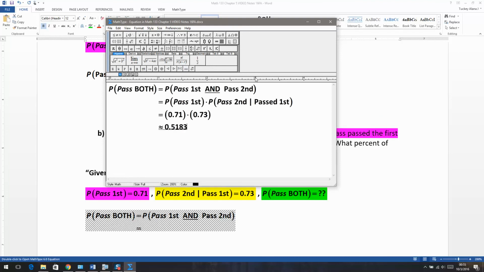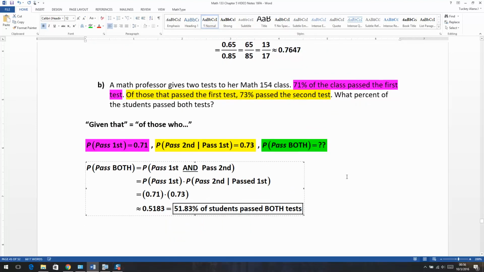Since they asked for a percentage, we could say 51.83% of students passed both tests. So there's the green part that we were looking for. And then we used the pink and the yellow parts that were given to find that green part.